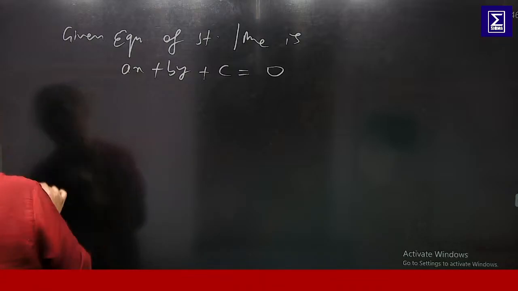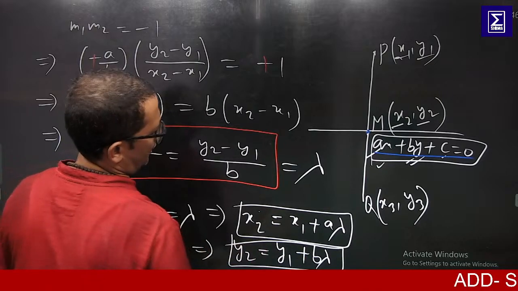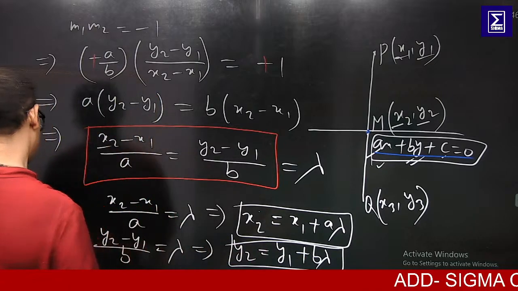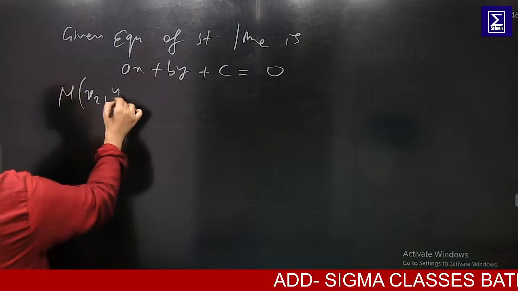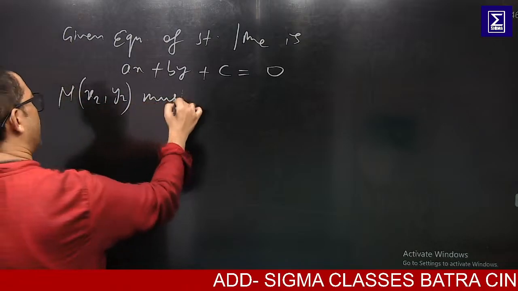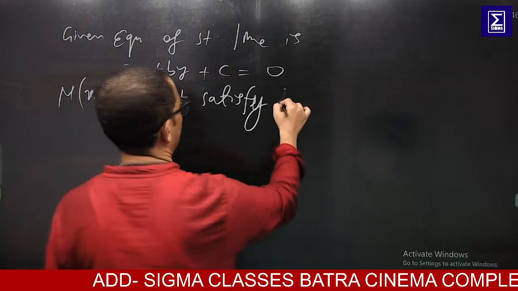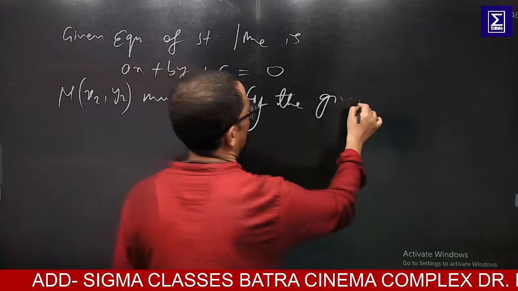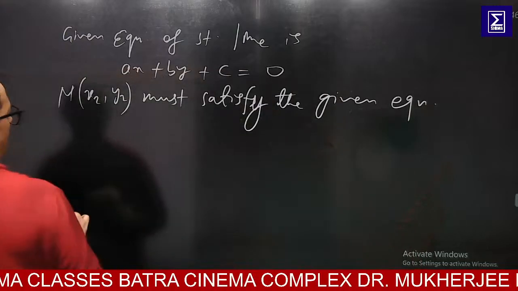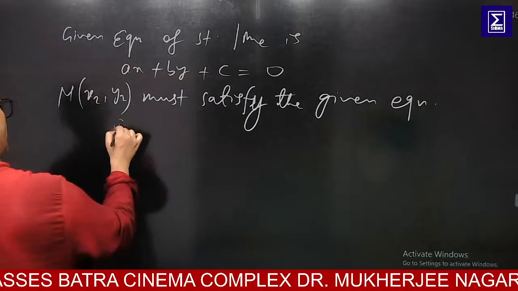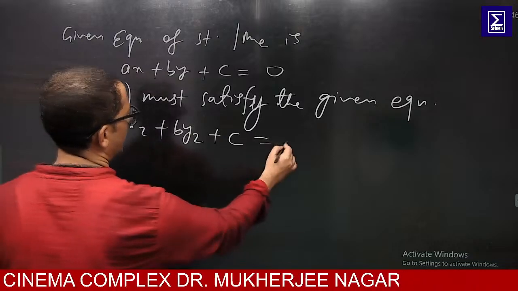So here we saw that the value of x2 and y2 is there. So we will write that M, that is (x2, y2), must satisfy the given equation. Therefore, put it in ax2 + by2 + c = 0.